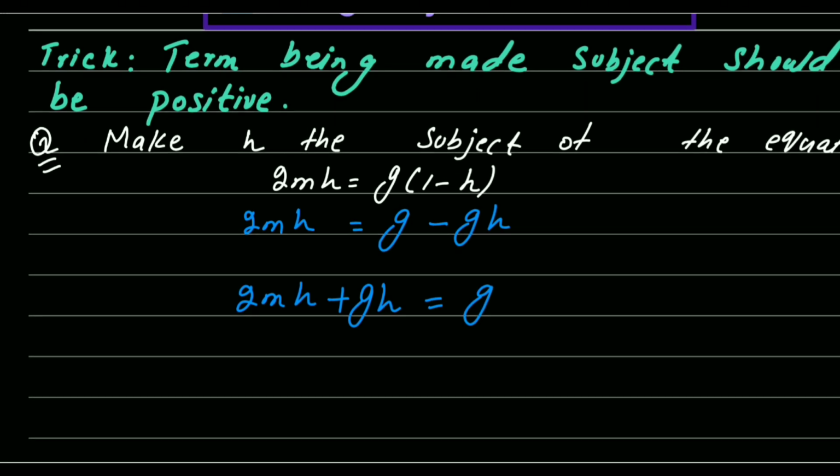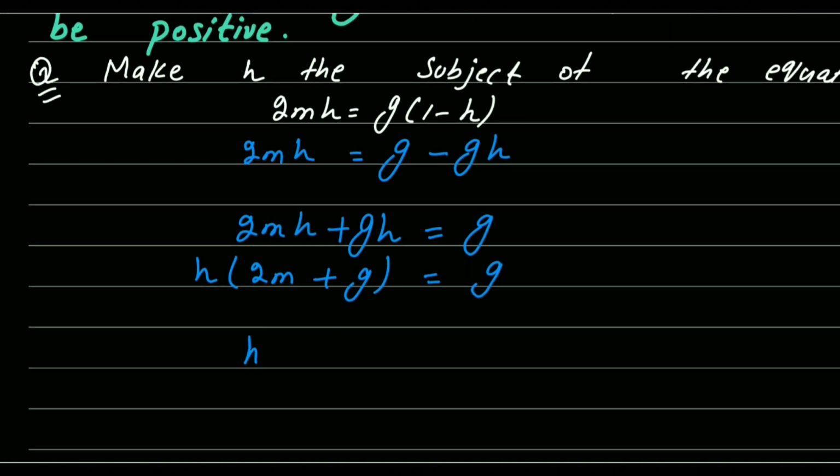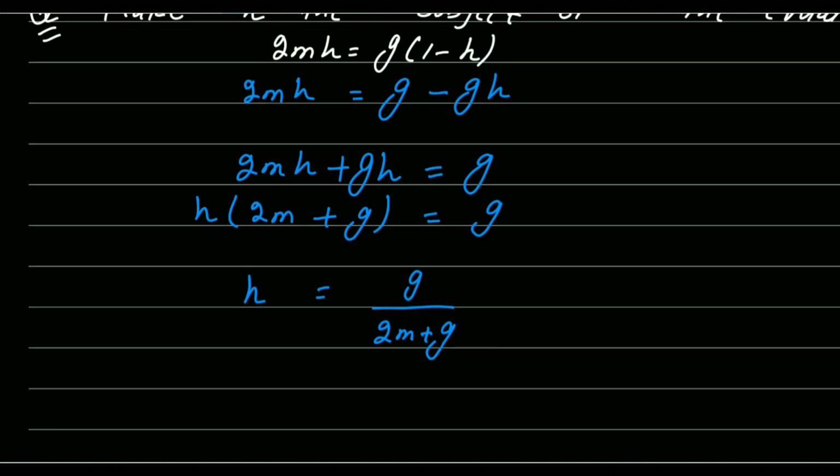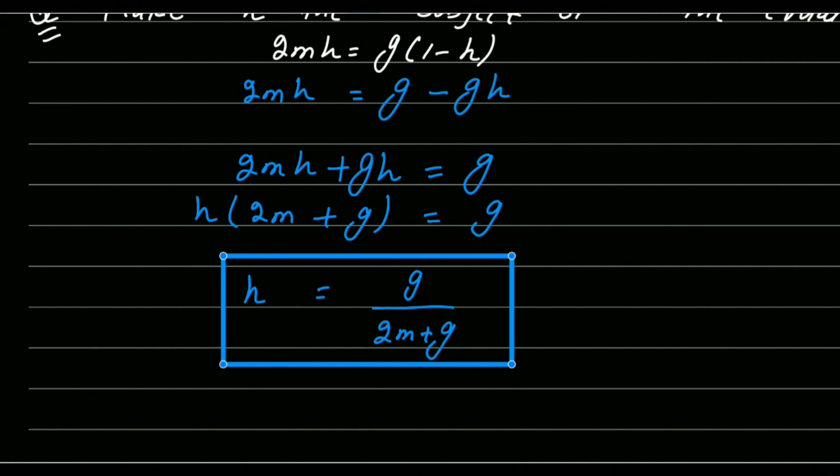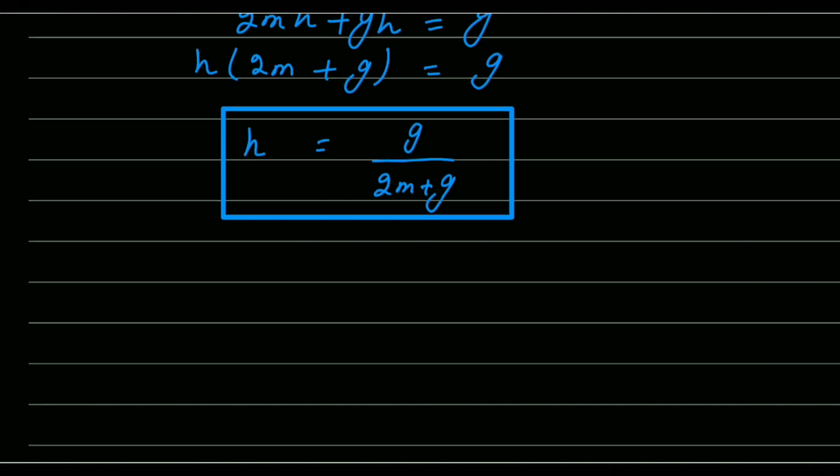So what I will do now, I will take H common from it. After combining all the terms that contain H, I will take H common. So 2m plus G will remain inside, equal to G. Now H will remain here and G over 2m plus G, as 2m plus G will be divided by G. So you can see we made H the subject of the equation. This is the way you can make any variable the subject of the equation.